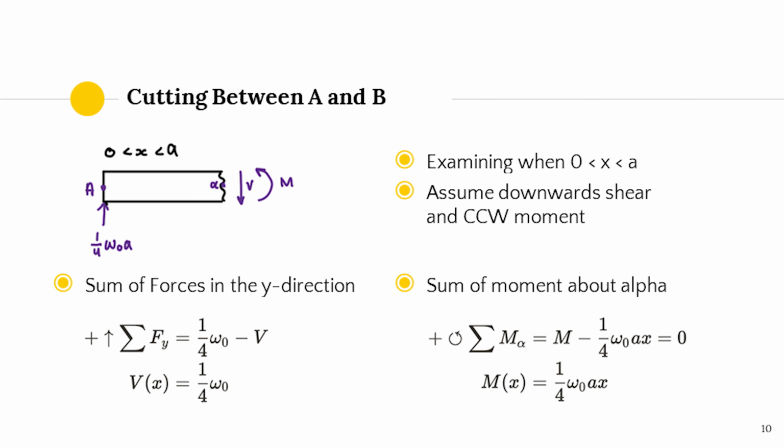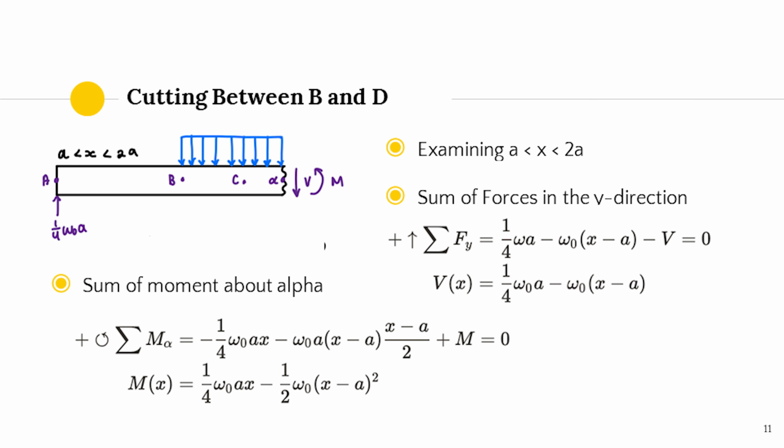Next, we assume a counterclockwise bending moment M and write down the equation of the sum of the moments about the end of the section at point alpha. We then isolate for M and find that the equation for bending moment is Mx equals 1/4 omega naught Ax. Next, we cut the beam between points B and D. We draw a new free body diagram of this section and find the shear and bending moment functions for when x is greater than A and less than 2A in length.